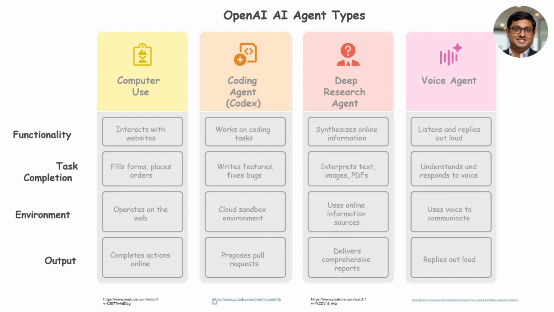Coding agent. Codex. A cloud-based software engineering agent that can work on many coding tasks in parallel. It can write features, fix bugs, run tests, and propose pull requests, operating within a cloud sandbox environment preloaded with the user's repository. Deep Research Agent. Uses reasoning to synthesize large amounts of online information and complete multi-step research tasks for you. It can interpret and analyze text, images, and PDFs, delivering comprehensive reports within 5 to 30 minutes. Voice agents listens to your voice, understands what you're saying, thinks about a response, and then replies out loud.